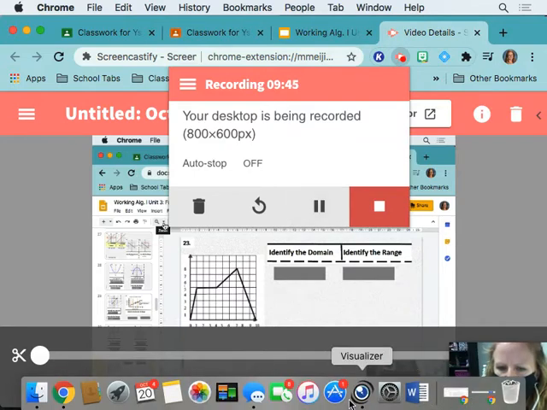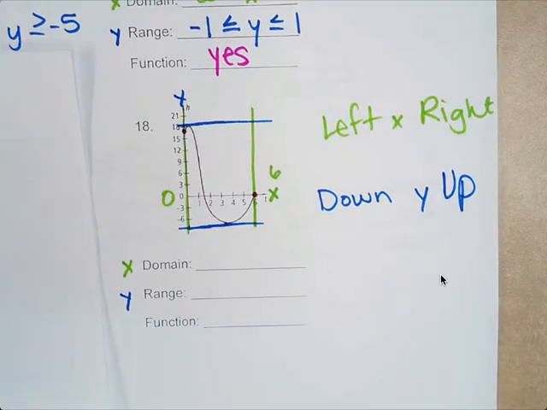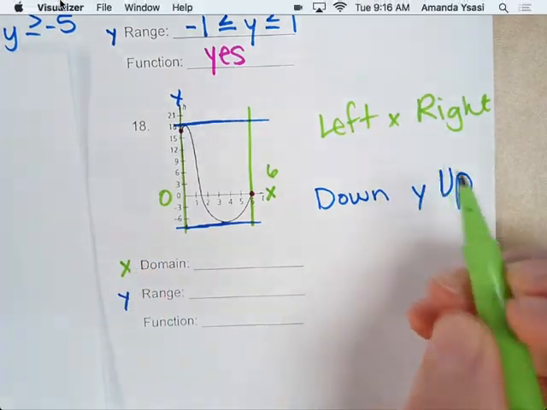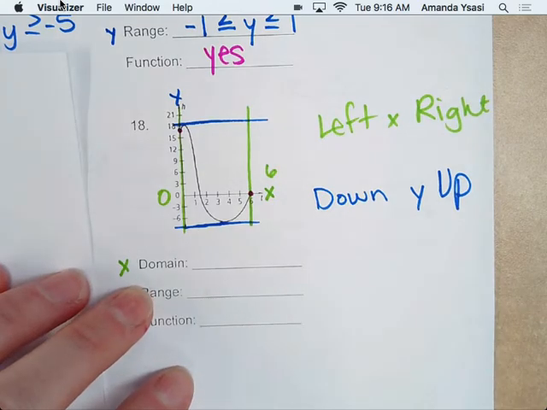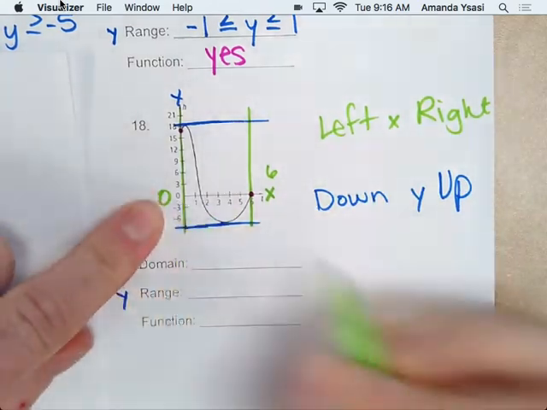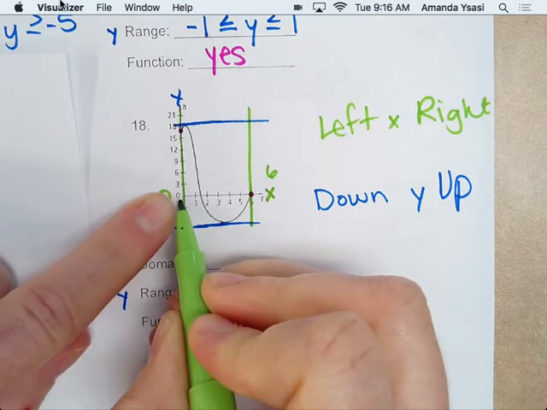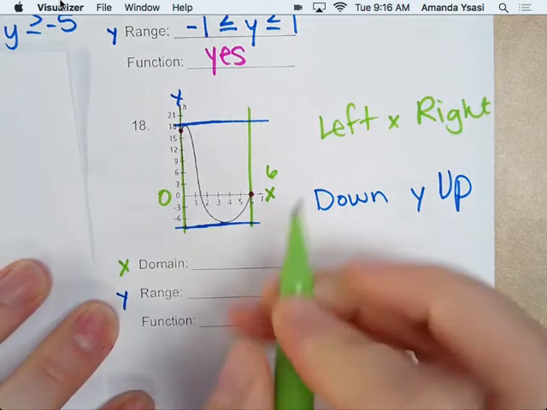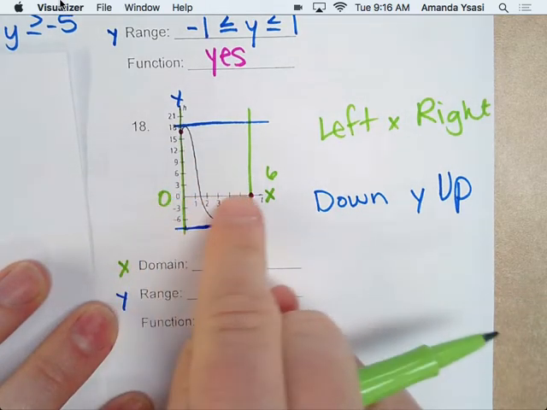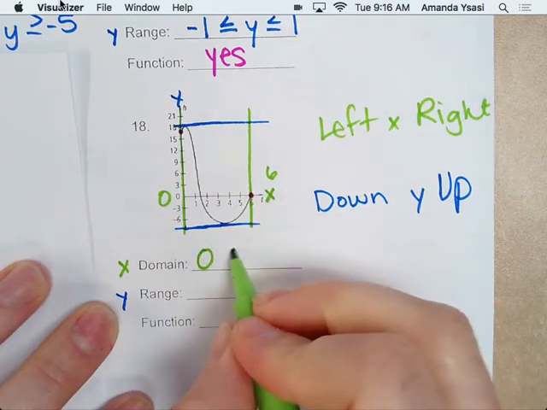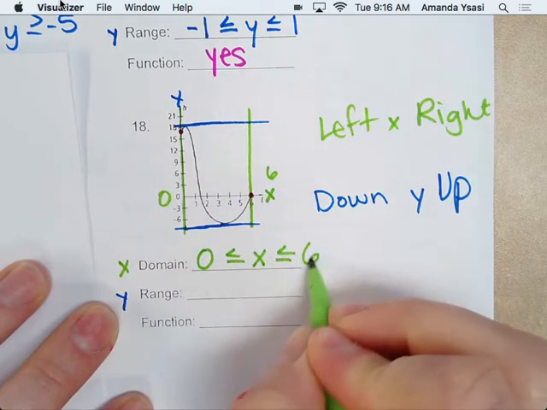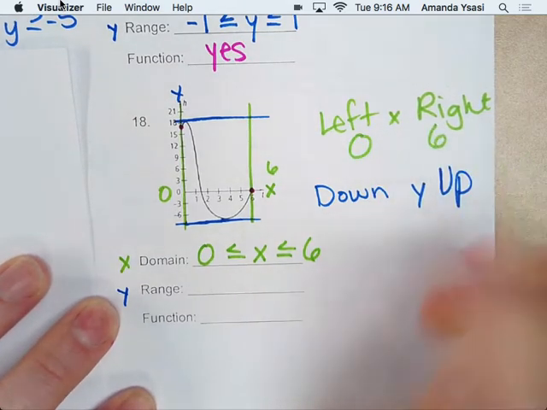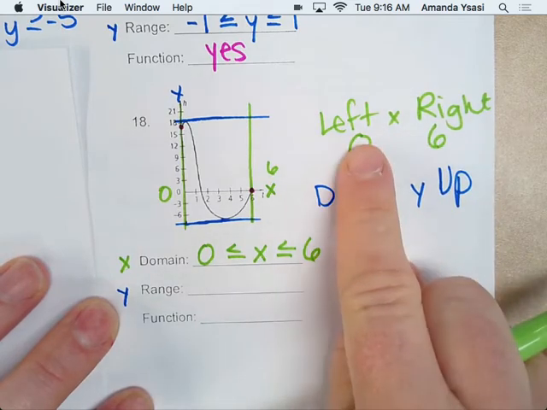This one's a little tricky, so let's look. So I went ahead and boxed mine in. My left and right deals with the X. Up and down deals with Y. So I'm going to look left and right. So to go left, it goes all the way to 0. To go right, it goes all the way to 6. Okay. So it's between 0 and 6, and it actually touches 0 and it touches 6. So it's going to be a less than or equal to. So how far left is 0? How far right is 6? So that's where you can get your numbers. You with me?